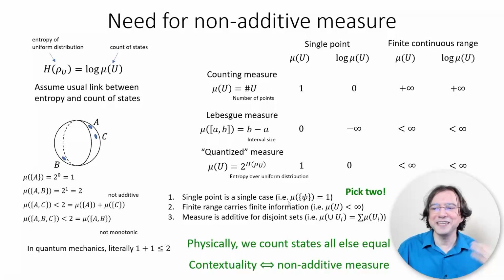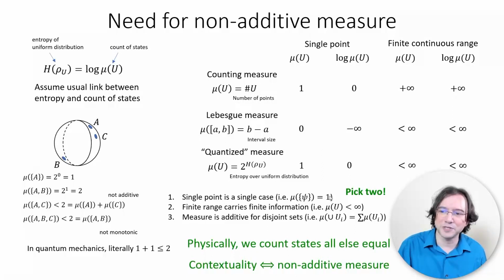The point is that these three things are incompatible with each other, so you have to sacrifice one of these three. And these three cases each sacrifice one. In the first case, a single point counts as one, and the measure is additive, but a finite continuous range does not have a finite measure. In the Lebesgue measure, a single point is not one, it is zero, but you have finite measure on finite ranges, and the measure is additive. And in quantum mechanics, instead, you sacrifice additivity, and you keep the first and the second.